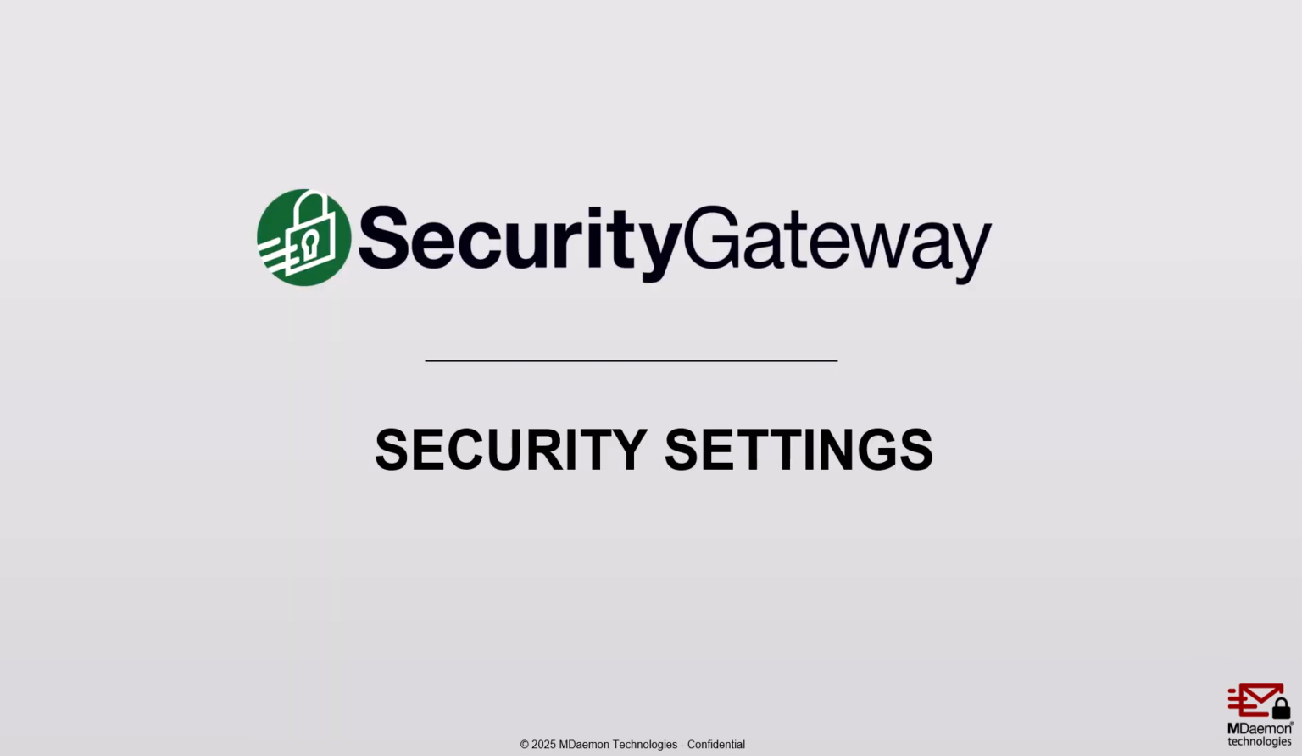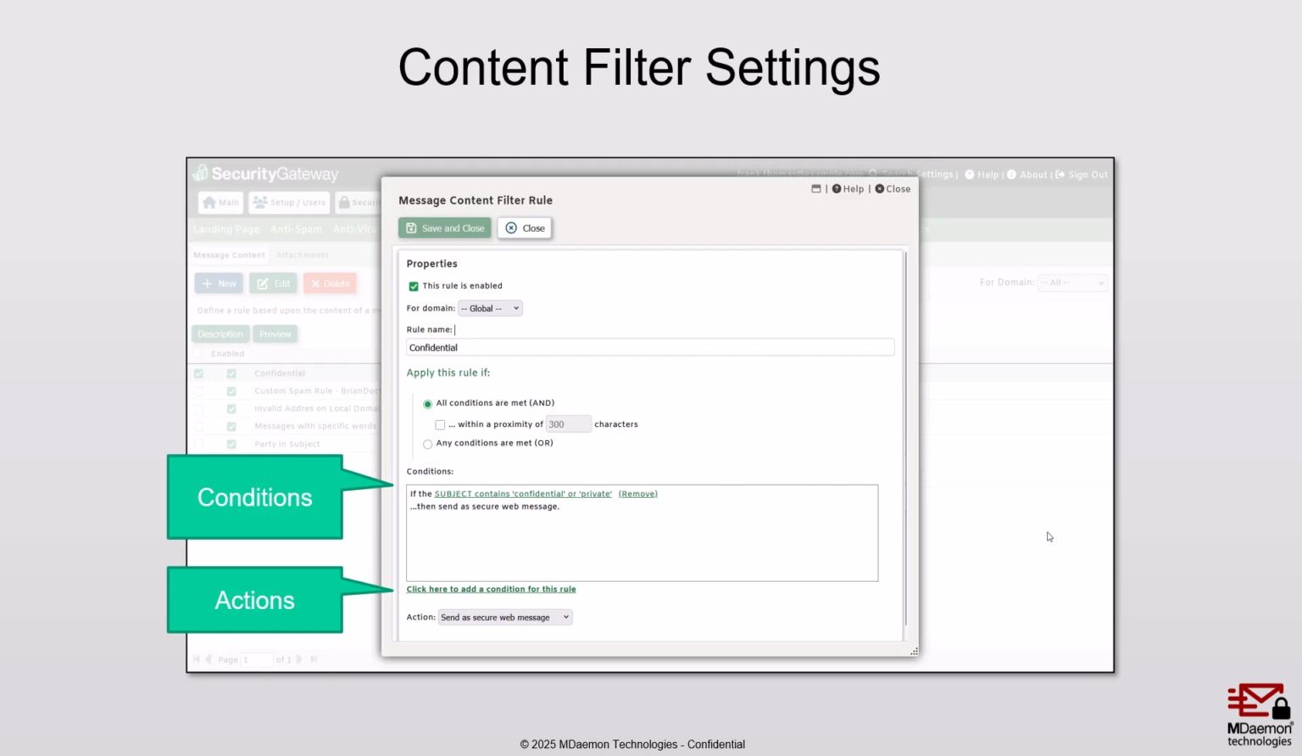Now let's talk about Security Gateway's other security settings. Security Gateway includes a content filter that allows you to perform a variety of filtering tasks based on conditions and actions. So for example, you can specify multiple conditions. You can look for keywords in the message subject or body, and you can filter based on a variety of other criteria, and then you can choose what action to take, such as send it as a secure message, reject the message, quarantine the message, and other actions as well.